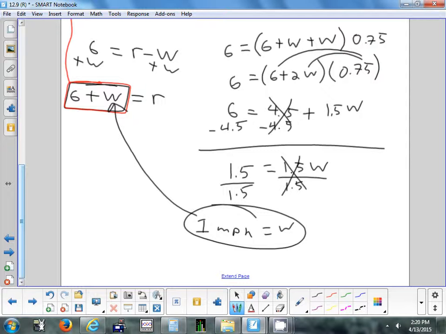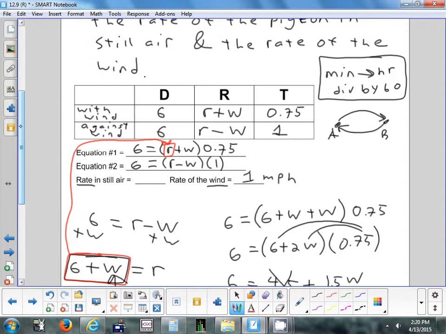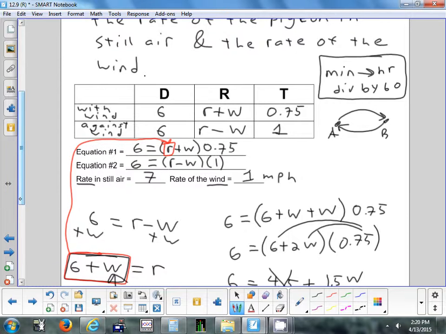What's the speed of the pigeon? What's the pigeon's rate? 7. All right, so if the pigeon didn't have any wind at all, it would be 7 miles an hour. Okay? So, Jay, what did you just solve for? The rate of the pigeon in still air.